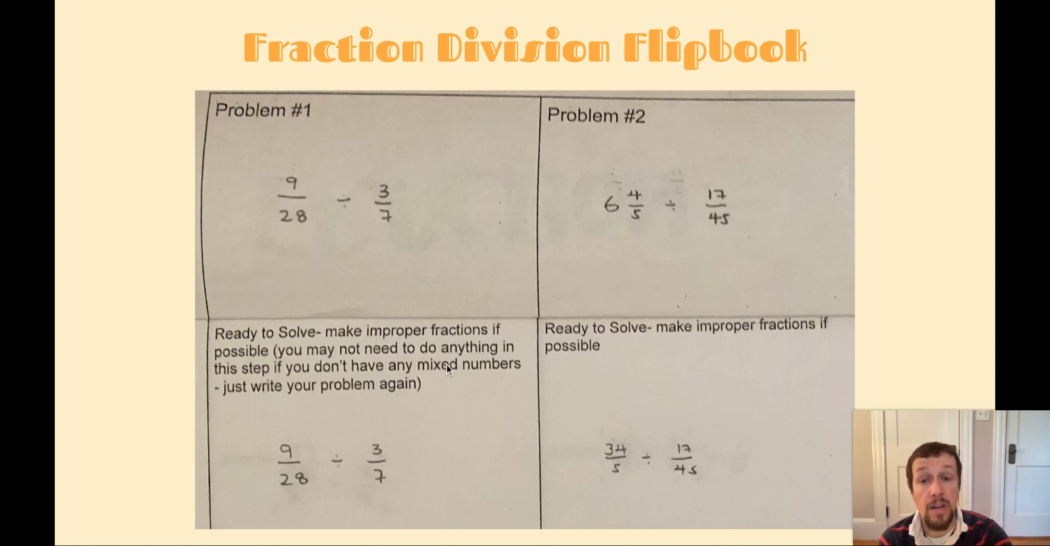Now, underneath where it says ready to solve, you want to make improper fractions if possible. You may not need to do anything in this step if you don't have any mixed numbers. Just write your problem again. And this is true in the first one. I don't have any mixed numbers, so I'm just rewriting my problem. But in problem two, I see that I've got 6 and 4/5, so I need to convert that to an improper fraction. So 6 pizzas, each pizza is cut into 5 slices. I've got 30 slices, plus 4 more. I've got 34 slices, and my pizza is split into fifths. So I rewrote that as 34/5 divided by 17/45.